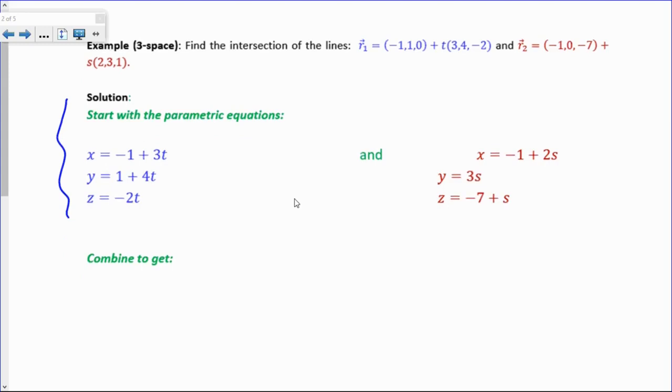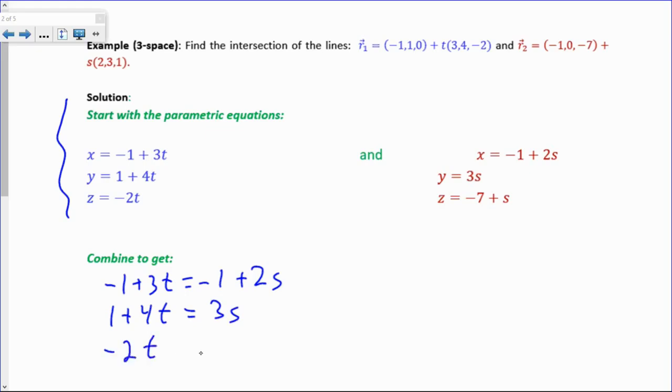Now, if we think back to the idea of substitution, if we have that x equals negative 1 plus 3t and x equals negative 1 plus 2s, well, we're looking to solve this, we want to know when the x's are the same. So we can combine that to get negative 1 plus 3t is equal to negative 1 plus 2s. We do the same thing for the two equations involving y: 1 plus 4t equals 3s. And finally for z as well, negative 2t is equal to negative 7 plus s.